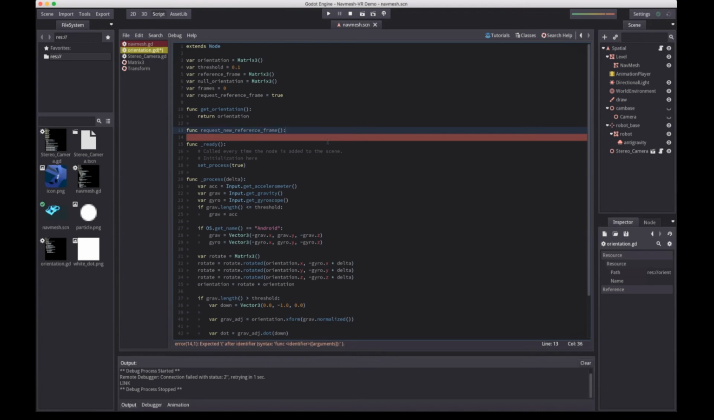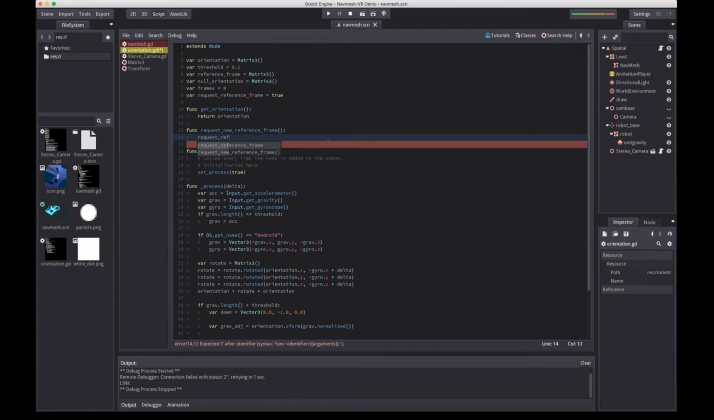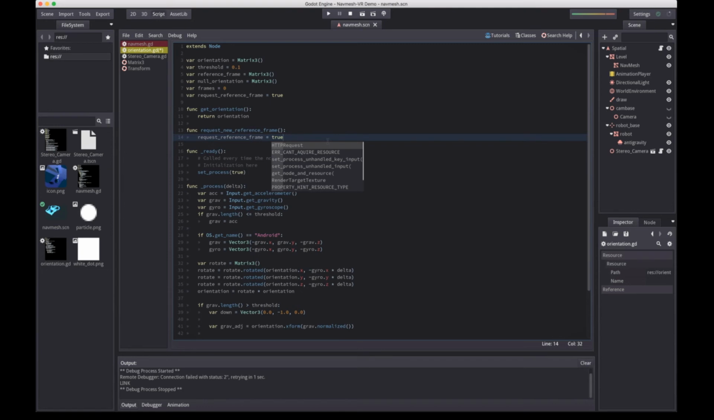And all this does is change our reference frame request back to true. So after 10 or so frames, we'll be setting our reference frame. And for whatever reason it's not correct, the player was still busy putting their phone into the HMD and wasn't paying attention. They want to be able to reset what it is, or they've moved around really wildly and the orientation has drifted, and they want to reset it.